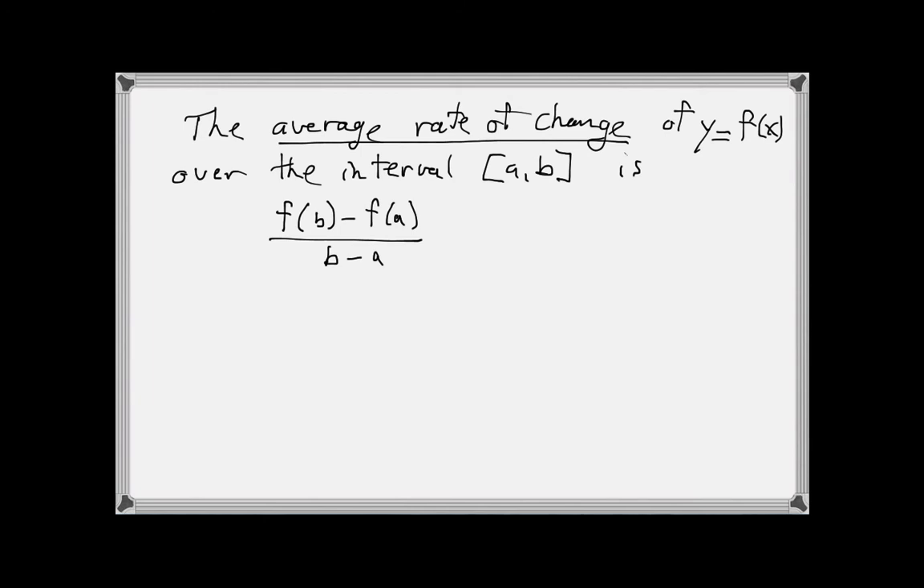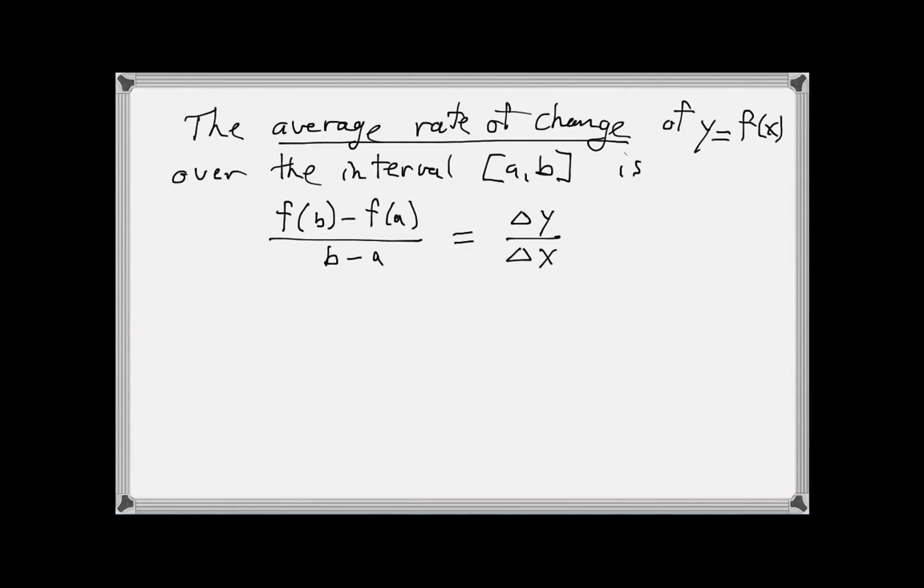Now let's define the average rate of change of a function over a closed interval. If you have a function f of x, then the average rate of change of the curve y equals f of x over the interval from a to b is given by f of b minus f of a, all divided by b minus a. This is often denoted the difference in y divided by the difference in x.